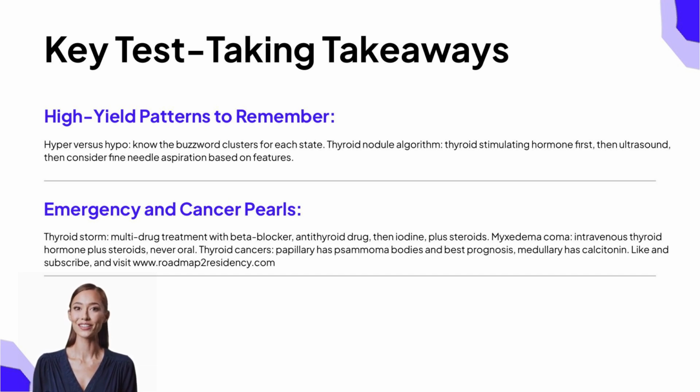For thyroid cancers, remember papillary has psammoma bodies and the best prognosis, while medullary comes from C cells and associates with multiple endocrine neoplasia type 2. For the complete review of these concepts, check your First Aid and UWorld.